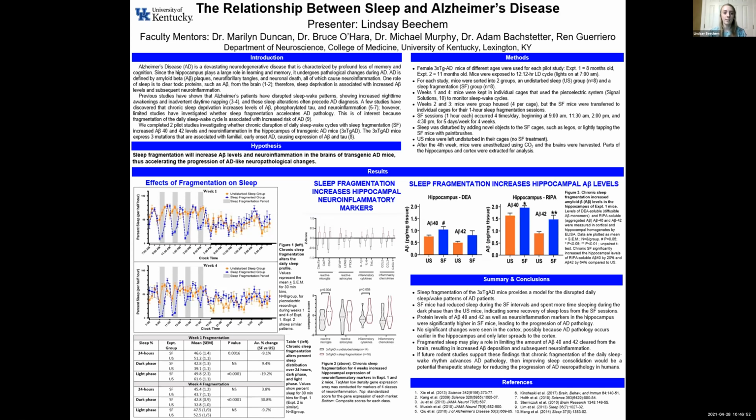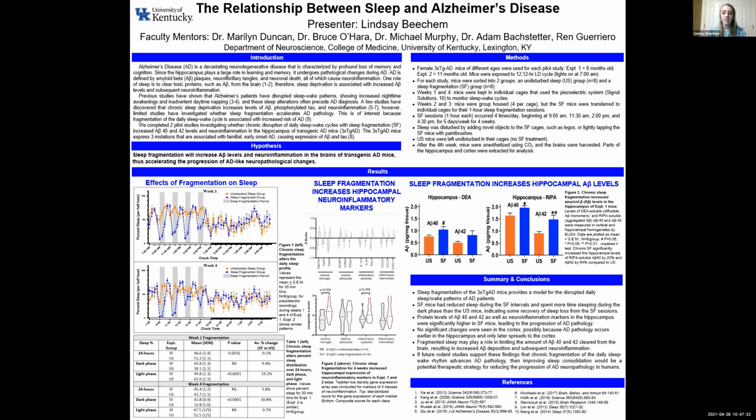Specifically, we ran a few pilot studies investigating whether chronic disruption of daily sleep-wake cycles with sleep fragmentation increased amyloid beta 40 and 42 levels and neuroinflammation in the hippocampus of transgenic Alzheimer's disease mice. We decided to look in the hippocampus because that's a very important structure in memory, and also it's where Alzheimer's tends to have its first effects in the brain. And we used a transgenic Alzheimer's mouse model that has 3 mutations associated with familial early onset Alzheimer's disease, so it will express some amyloid beta and tau protein.